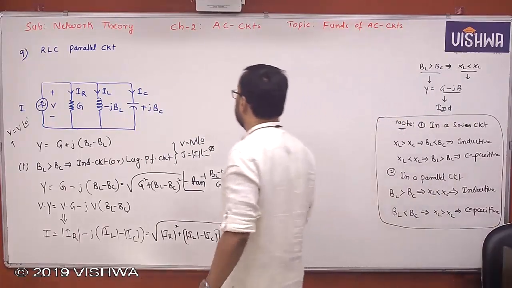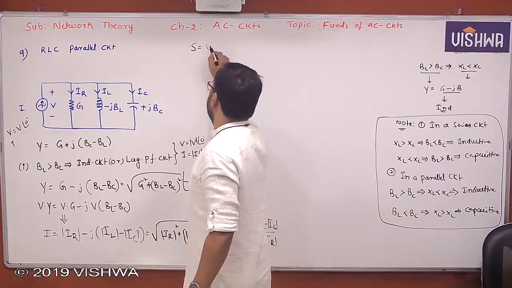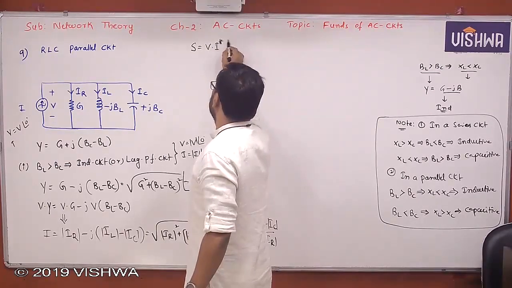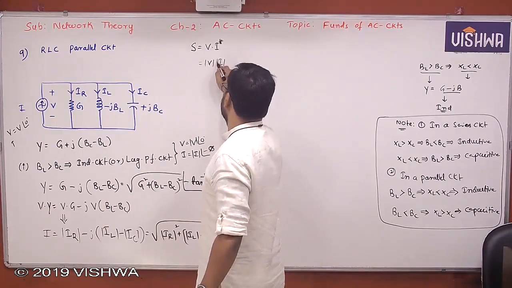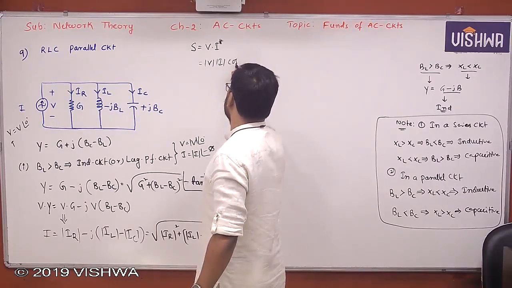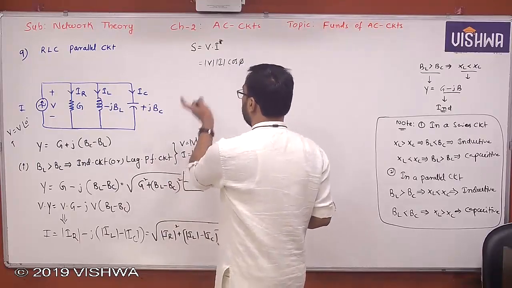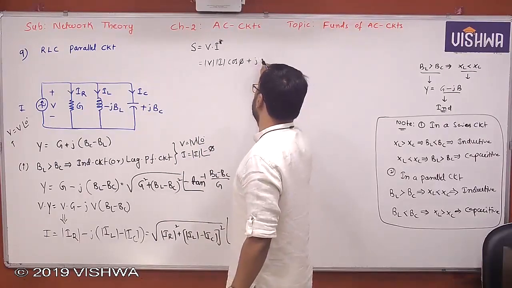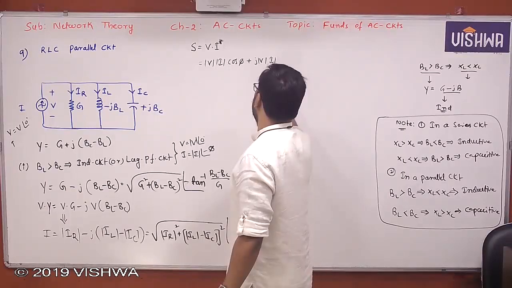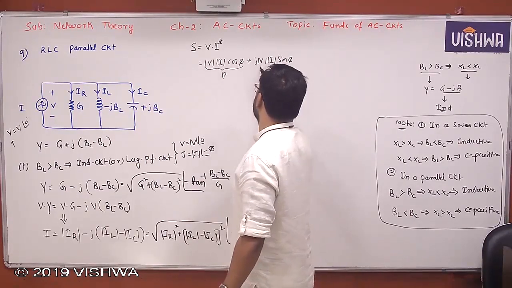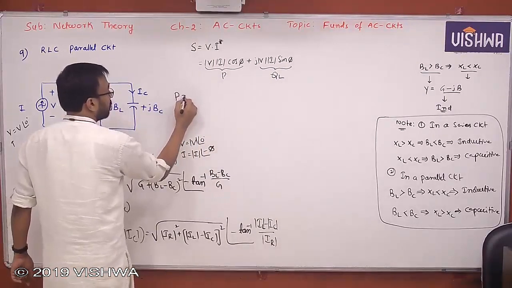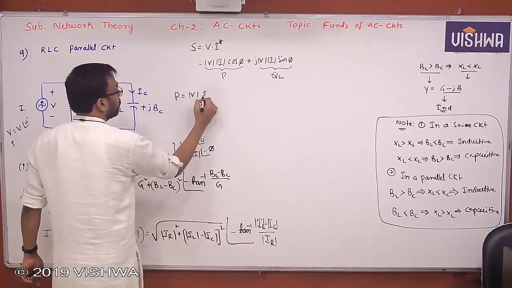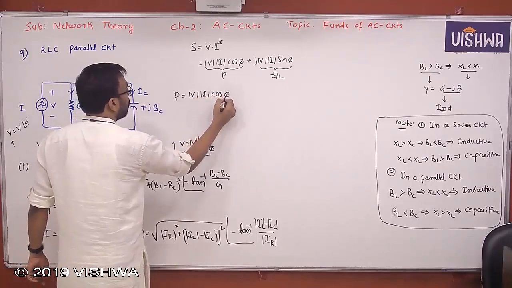So here, what about S again? S is a complex power. Similarly, you get now VI cos phi. Angle negative conjugate will become positive. Therefore, plus jVI sin phi. This is the active power. This is the reactive power, inductive reactive power. P is equal to VI cos phi. This is the active power supplied by the source.